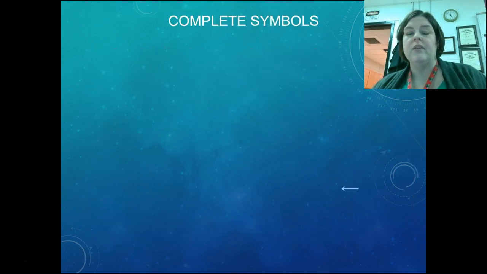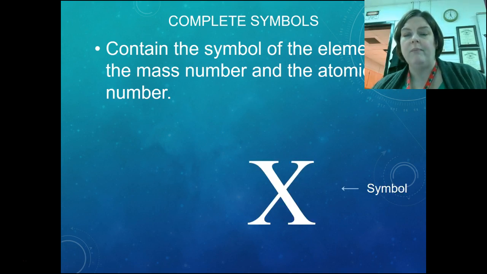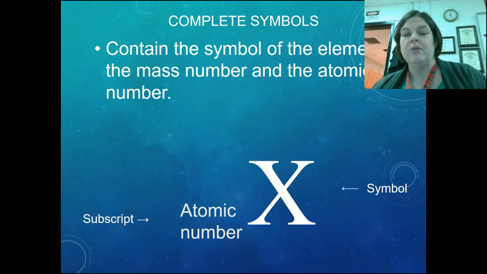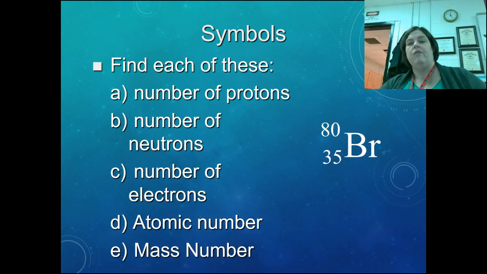Okay, complete symbols. We need to learn this because we need to understand how we're going to write these things. So it contains the symbol of the element, the mass number, and the atomic number, and it looks like this. There's the symbol of the element right there. The atomic number goes on the bottom as a subscript. The mass number goes on top as the superscript, and you notice it's written on the left-hand side of the symbol. So if we look at one of these, here we have bromine, 80 over 35.